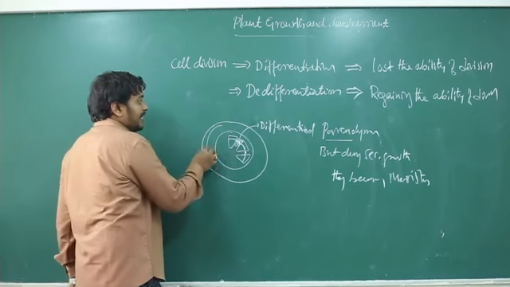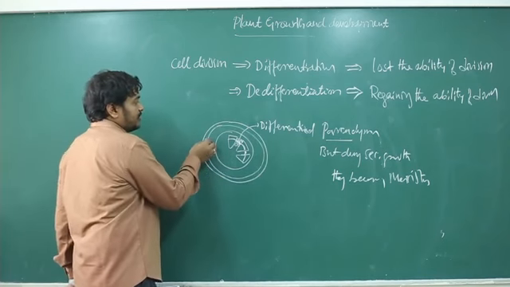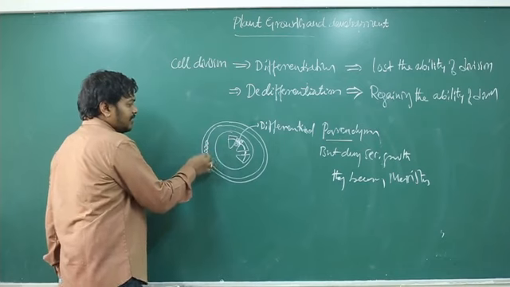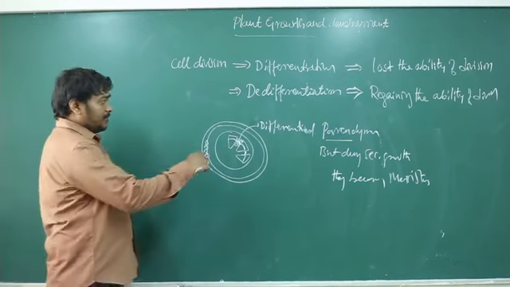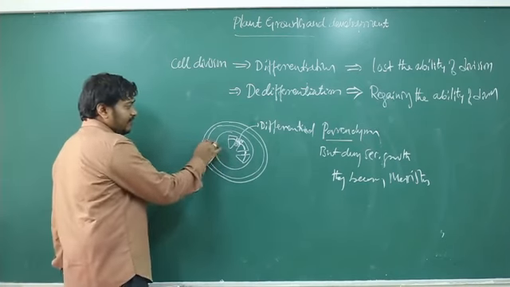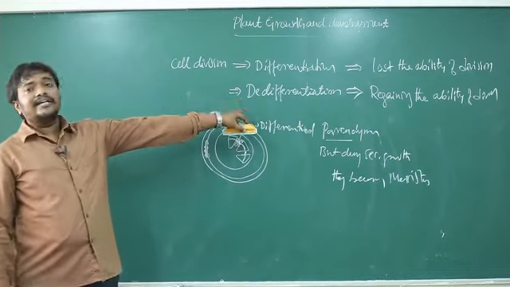Similarly, cambium formation happens in the cortex region; the cells here have already lost the ability of division, but during secondary growth they regain the ability of division again. So that process is de-differentiation.